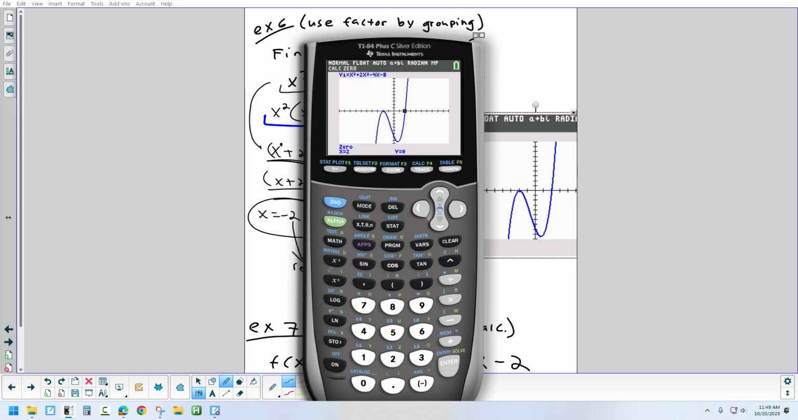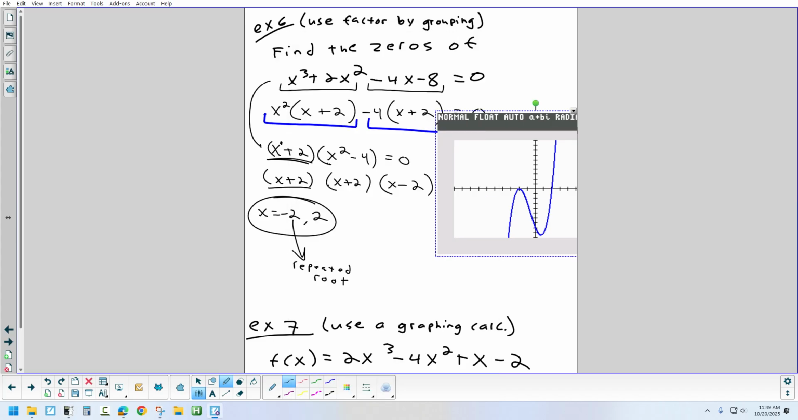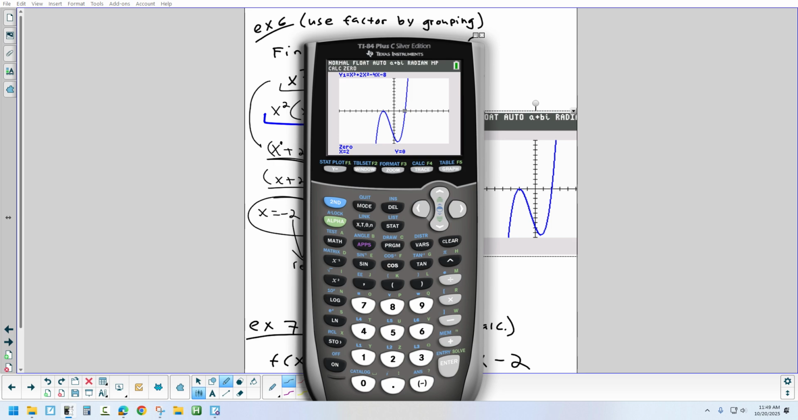2 is a root. I didn't type in this problem, which is the one I could have. But if you get one that you can't factor, you can just type it in and do second calc 0, and you got to do it as many times as you have. Okay, so for this one, you'd only have to do 2. But you might have to do up to 3.